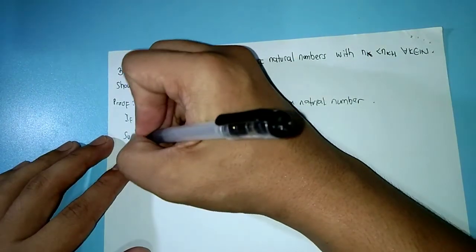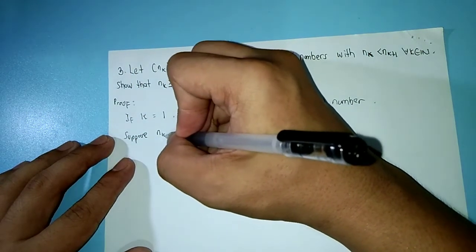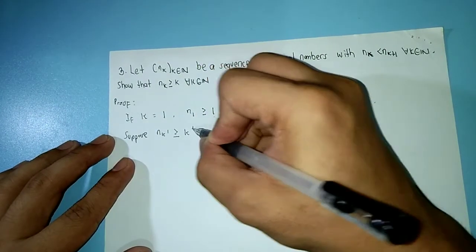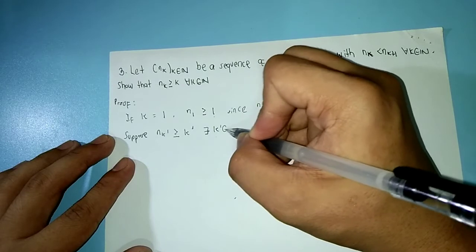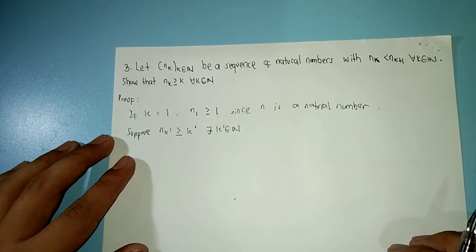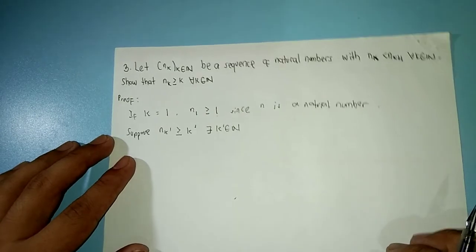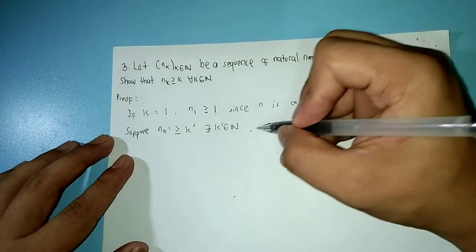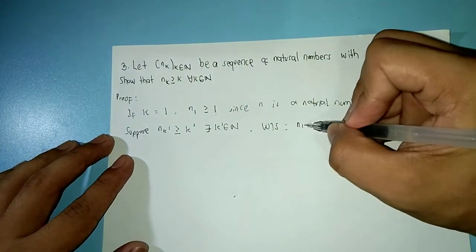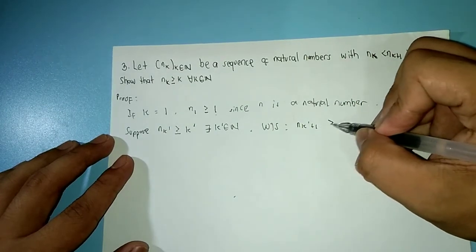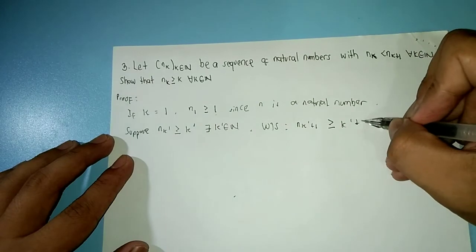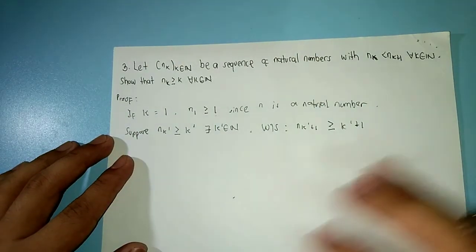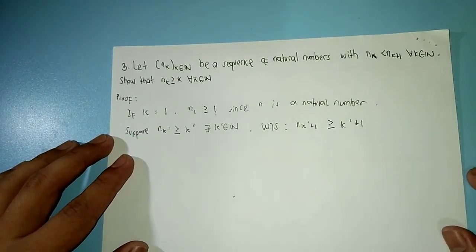Now, suppose n sub k prime, so inaba ko muna, is greater than or equal sa k prime for some natural number k prime. So, di ba ganun tayo sa kapag mathematical induction? So, for some muna, tapos sabay i-conclude natin siya for all natural number. Okay? Then, dito, dapat nating mapatunayan na yung n sub k prime plus 1 is greater than or equal sa k prime plus 1. So, kapag napatunayan natin to with this assumption, or with this hypothesis, then pwede natin siyang i-conclude for all natural numbers.